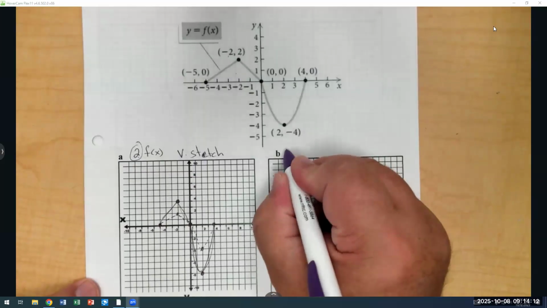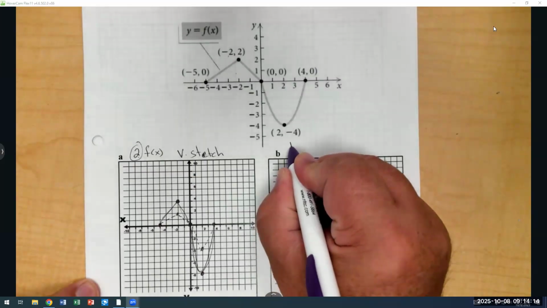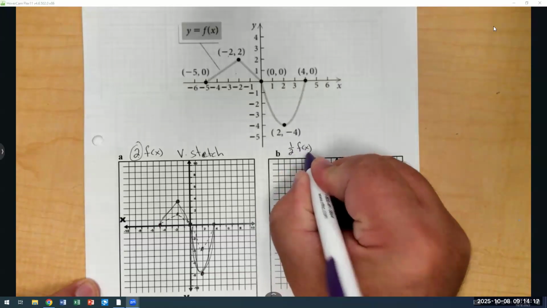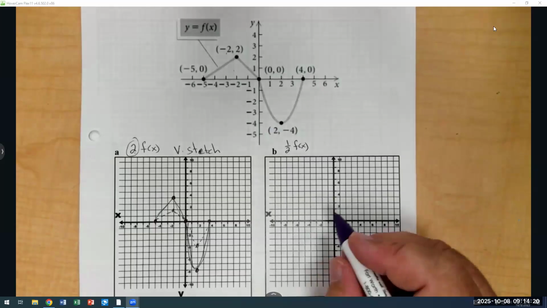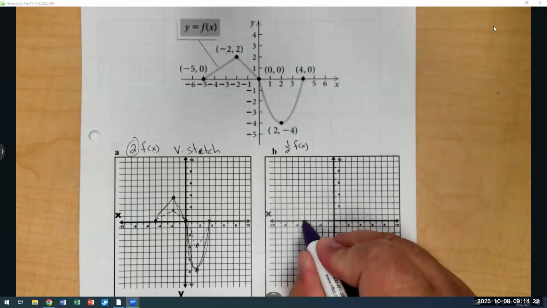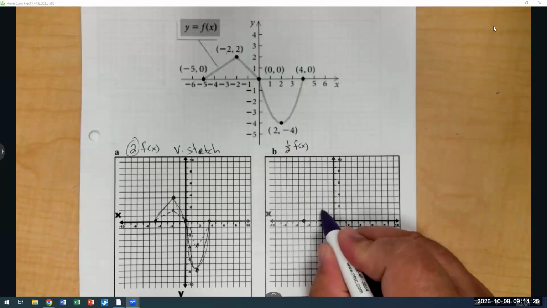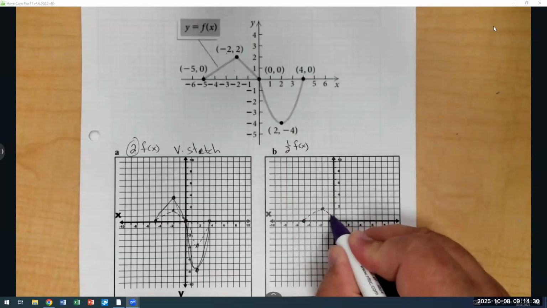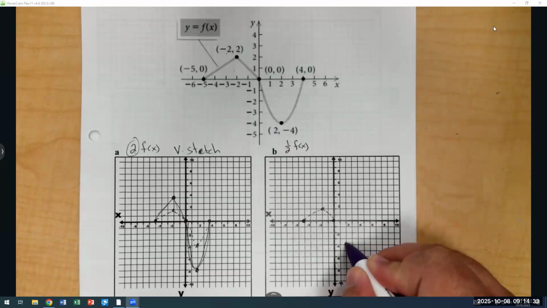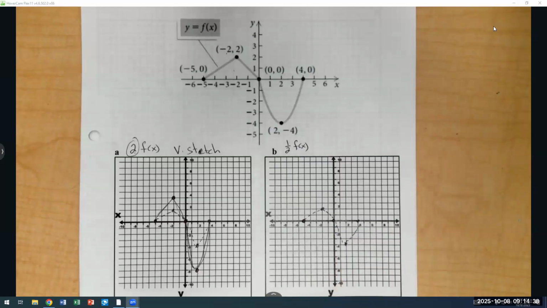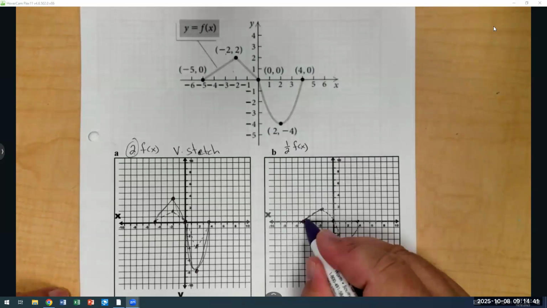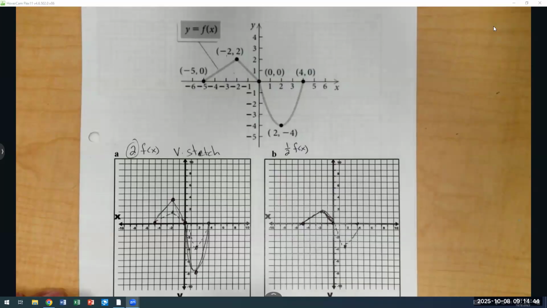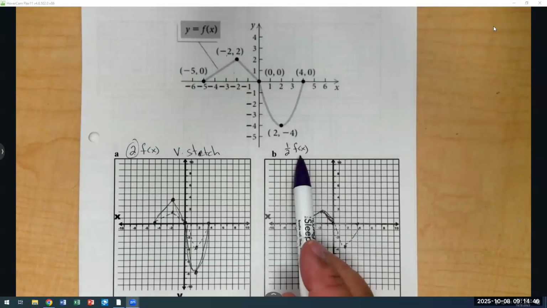B is saying 1/2 f of x. So let me put the original function on here also. So we have negative 5, 0. We have negative 2, 2, 0, 0, 2, negative 4. So there's the original function. This is a straight line. This is a straight line. This is a curve.